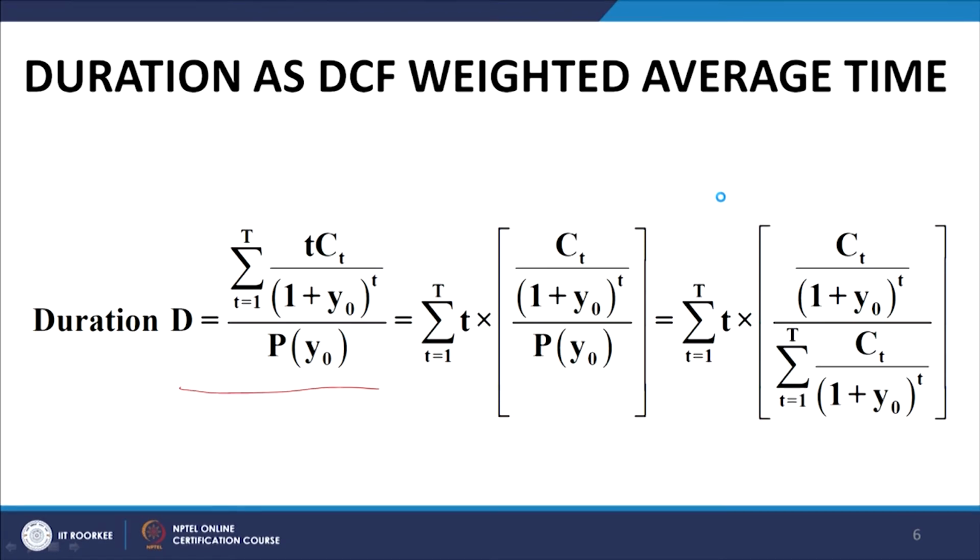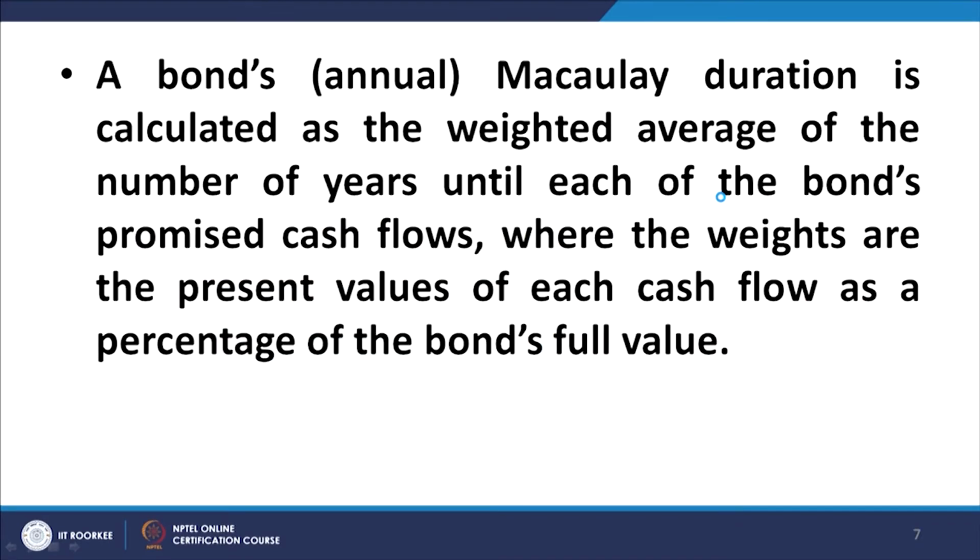How can we provide an explicit definition of the duration? That is given in the next slide. A bond's annual Macaulay's duration. Now, this duration is called Macaulay's duration. There is another duration which is modified duration, which I shall come to in a few minutes. So, a bond's annual Macaulay duration is calculated as the weighted average of the number of years until each of the bond's promised cash flows, that is small t, where the weights are the present values of each cash flow as a percentage of the bond's full value.